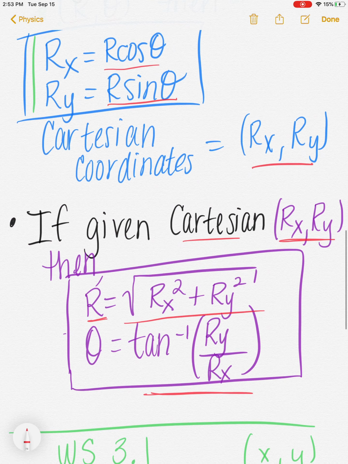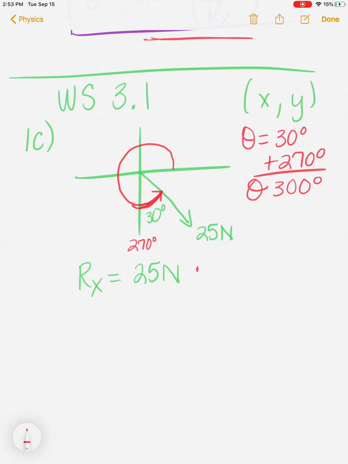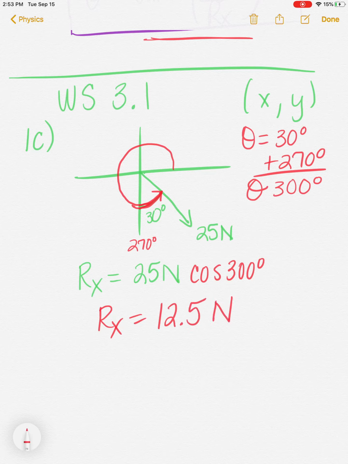So Rx is equal to R cosine theta. So I want to take 25 newtons times the cosine of 300 degrees. When I plug that in to my calculator, I get 25 cosine 300, a value of 12.5, and I'm going to write an N in there because my unit label is newtons. We haven't gotten there yet, but that's the unit of force.